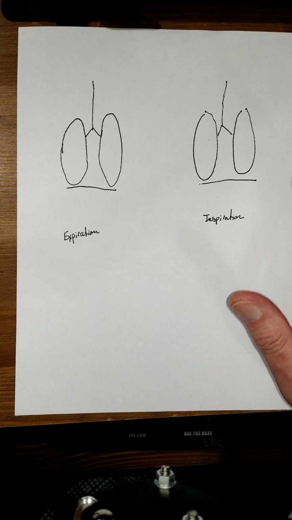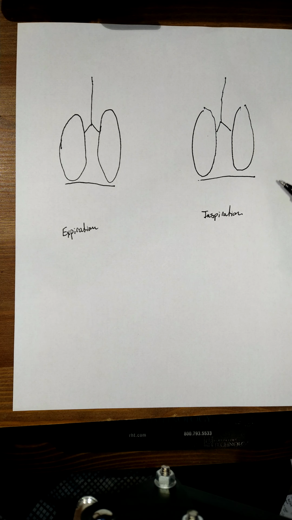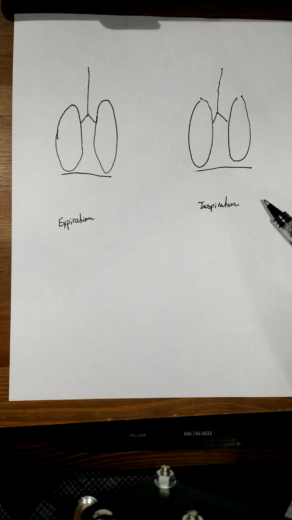Ventilation. Ventilation is the movement of air in and out of your lungs. We describe this as minute ventilation. It's very similar to our cardiac output. Remember cardiac output, which was heart rate times stroke volume. Minute ventilation is flow times the tidal volume.